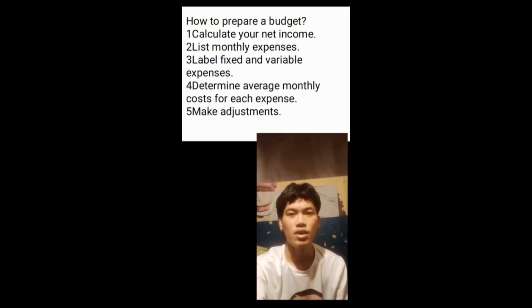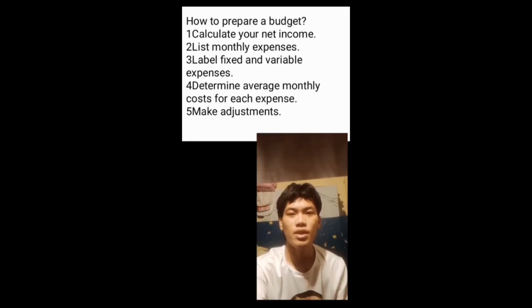Number 2, list monthly expenses. These are the list: housing, utilities, vehicles and transportation costs, groceries, toiletries, and other essential items, internet, cable and streaming service, cell phone.